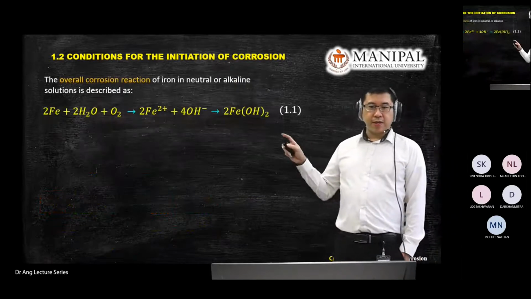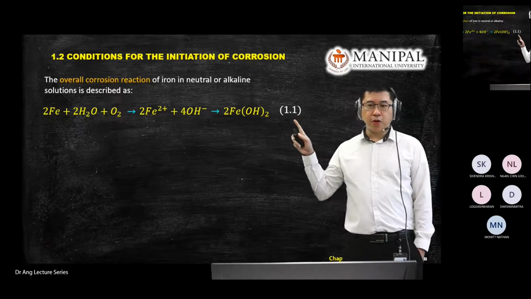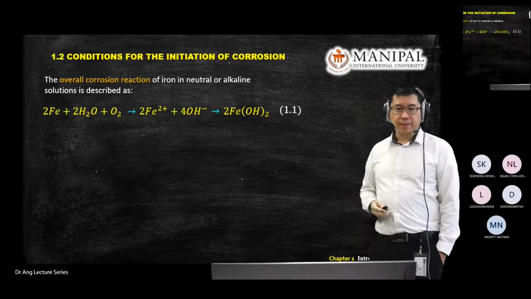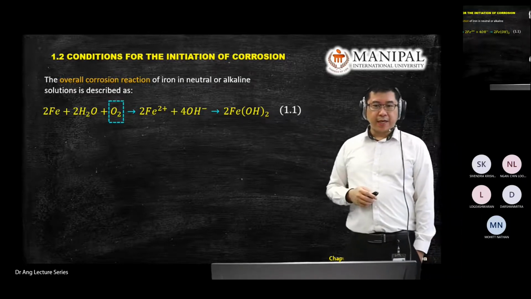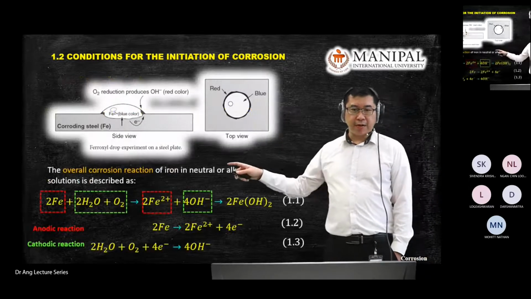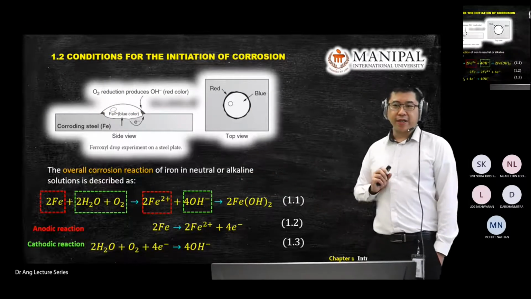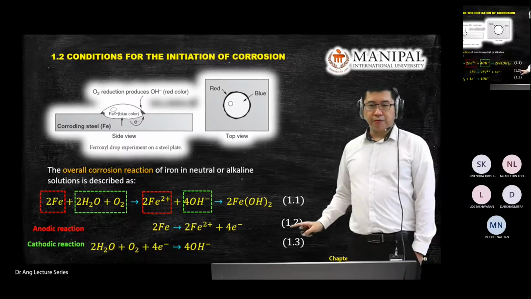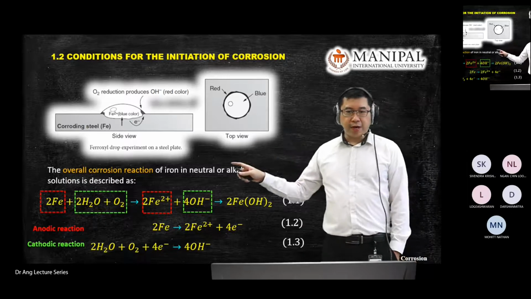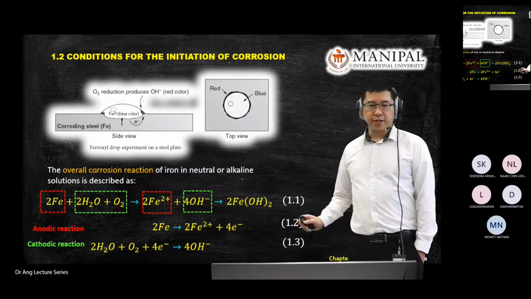Next, we still look at the original overall chemical process, the first equation. Let's look at oxygen now. Previously we looked at the red color box, the metal or alloy component, which gives you the anodic process. Then we look at the environment element, in this case water and oxygen. You will get cathodic reaction.